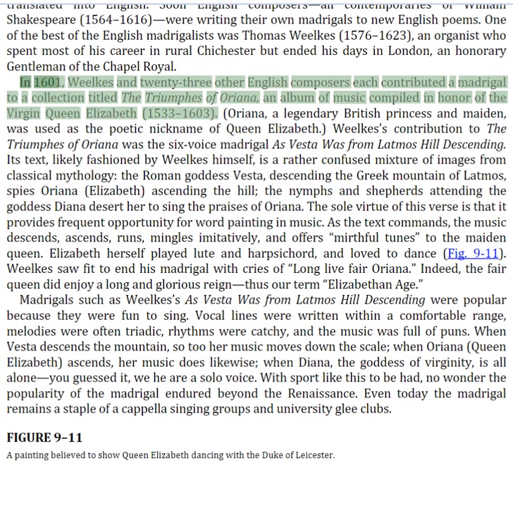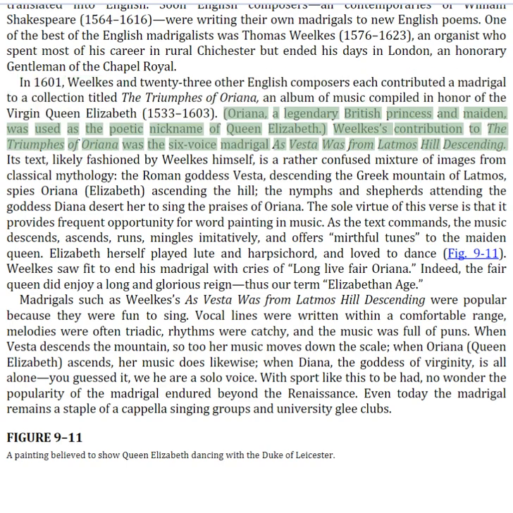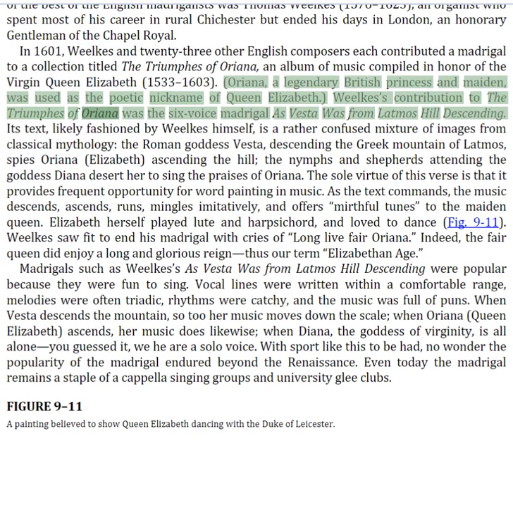In 1601, Weelkes and 23 other English composers each contributed a madrigal to a collection titled The Triumphs of Oriana, an album of music compiled in honor of the Virgin Queen Elizabeth. Weelkes's contribution to The Triumphs of Oriana was the six-voice madrigal As Vesta Was From Latmos Hill Descending.